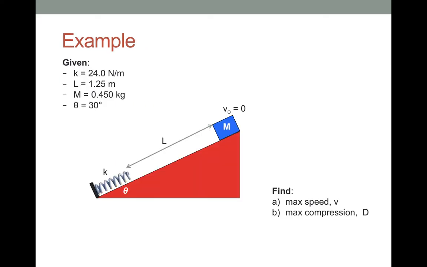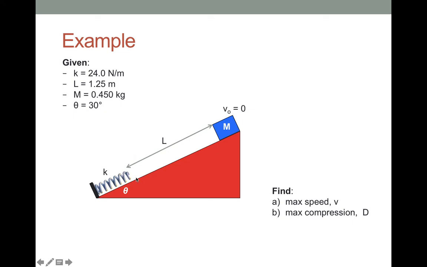We're going to do this by considering the following example. We're going to have a block sitting on the top of a ramp. It'll start at rest, and there'll be a spring at the bottom of the ramp. And we're going to basically find what is the maximum speed that the block attains as it slides down the ramp, and what is the maximum compression of the spring.